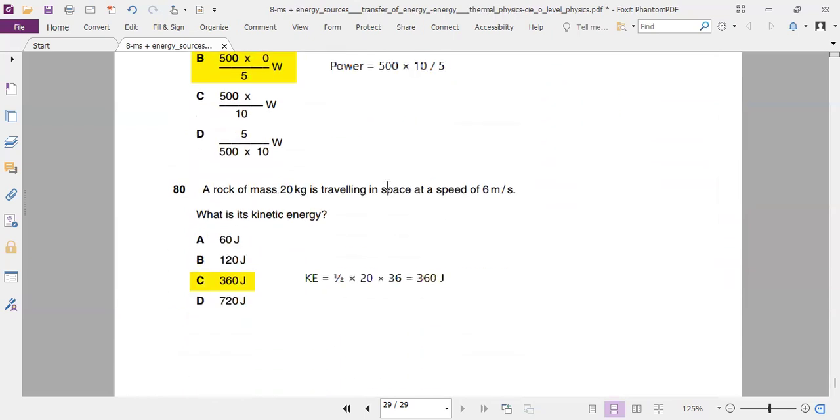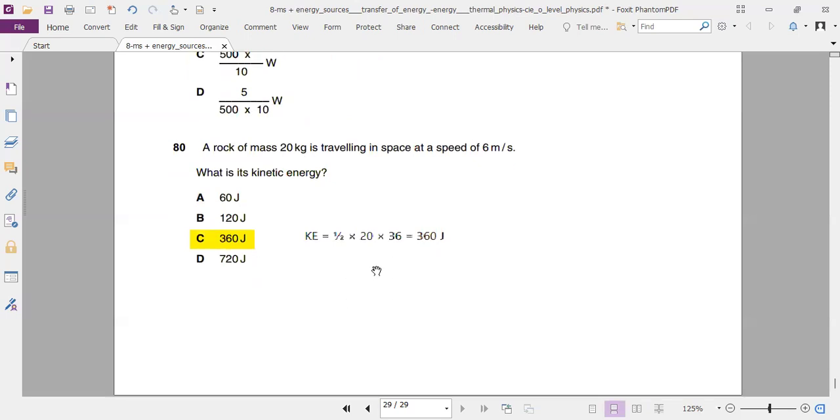Rock, this much, traveling in space, this speed, kinetic energy, half mv squared, 360 joules. Look at this. 6 multiplied by 6 squared, 216. Don't forget this. So many students make mistakes and lose marks at this point. Thank you very much.